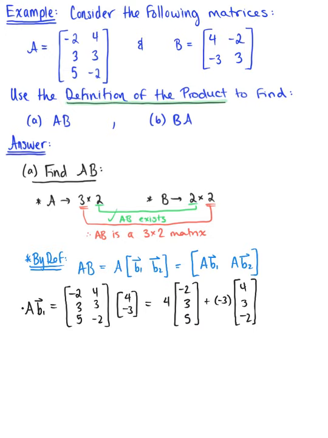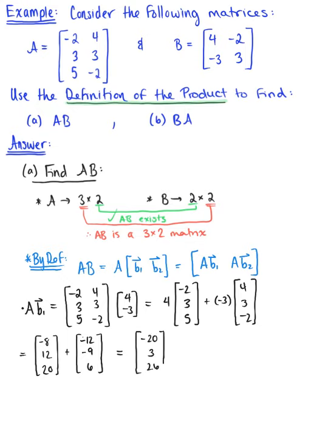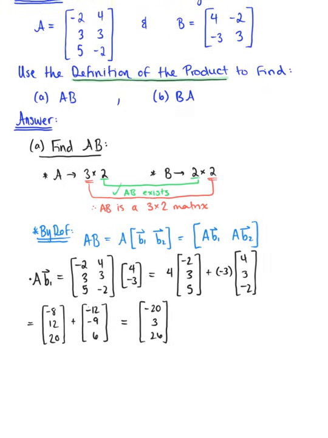By vector scalar multiples, we can rewrite this as: 4 times -2 is -8, 4 times 3 is 12, and 4 times 5 is 20. Plus, we have -3 times 4 is -12, -3 times 3 is -9, -3 times -2 is 6. Which leaves us with a beautiful final answer of -20, 3, 26. So here is the first column vector of our new matrix.